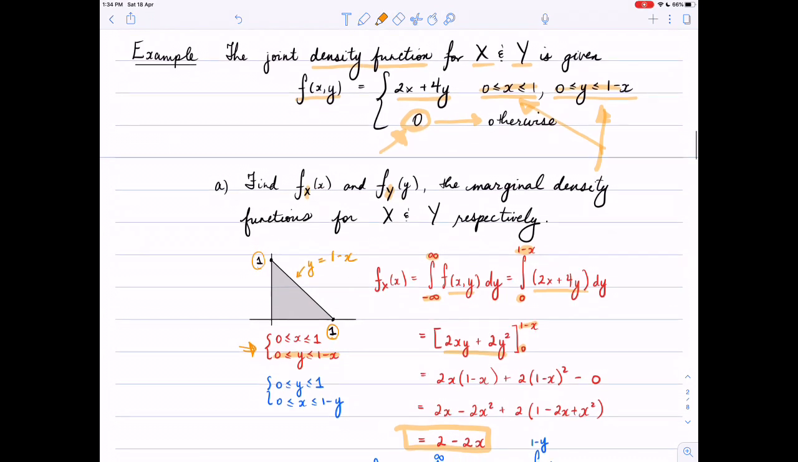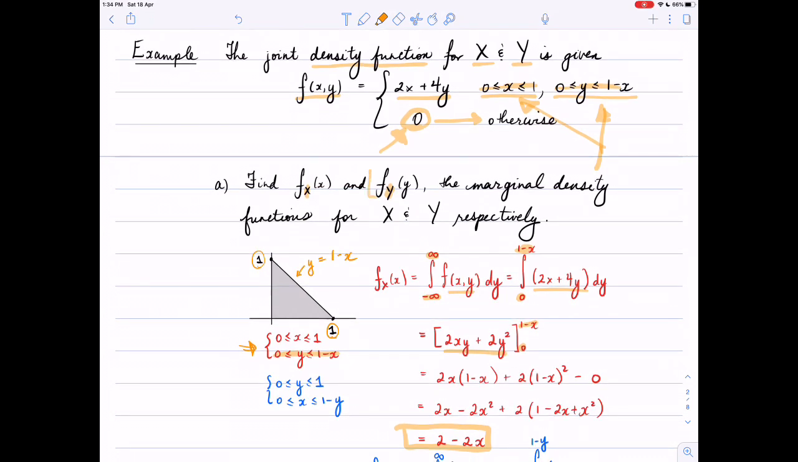Now, we are also asked to find the density of y. If we're finding the density of y, we need to integrate out the x, which means that we need to change this region.